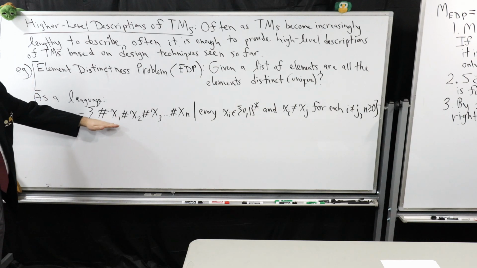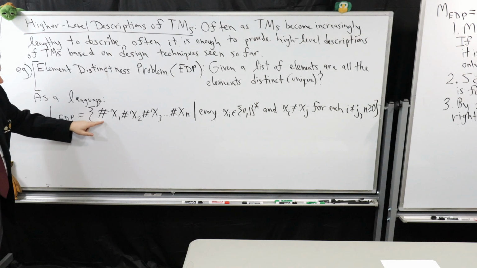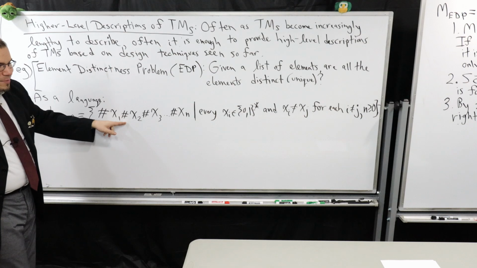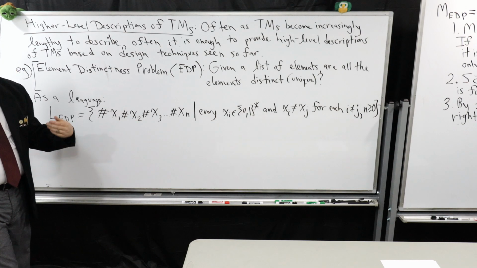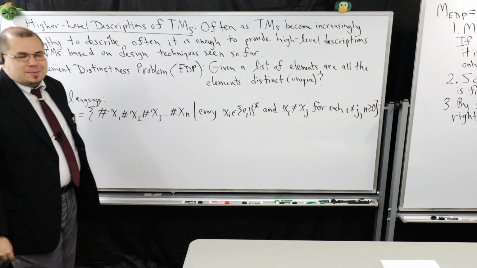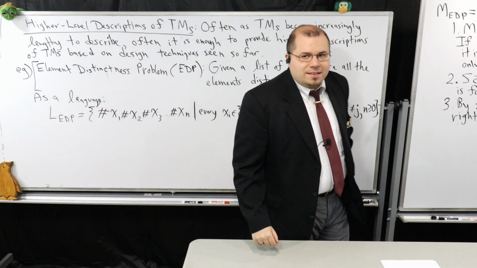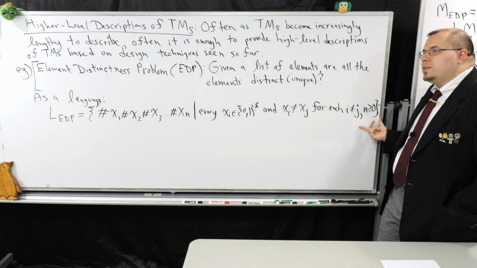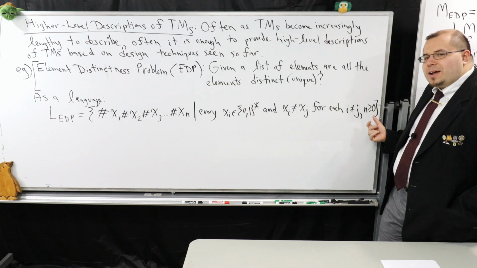So for each one of my elements, I'm going to have a number sign, then the element encoded in binary. Then another number sign, then the next element encoded in binary, and so on. Do you see how this language really represents all of those yes answers to this question? This is what I was saying at the beginning of the course: this is a decision problem, and this language characterizes all of the yes answers.